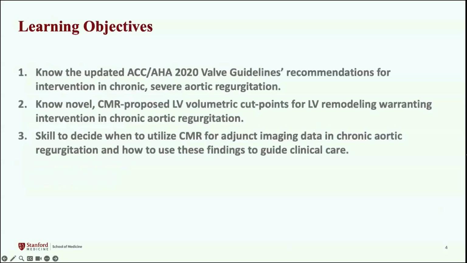So here are my learning objectives. First and foremost, we want to know the updated ACC AHA 2020 valve guidelines and their recommendation for intervention in chronic severe aortic regurgitation. Know novel CMR-proposed LV volumetric cut points for LV remodeling that warrants intervention, and then skill to decide when to utilize cardiac MRI for adjunct imaging data in chronic aortic regurgitation.